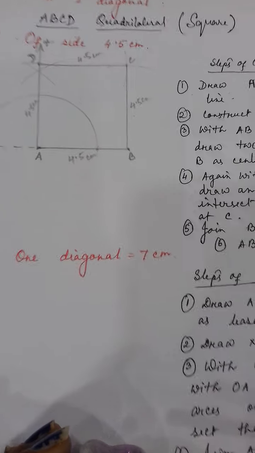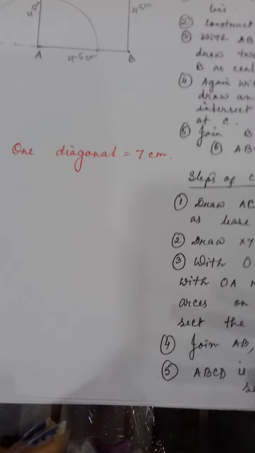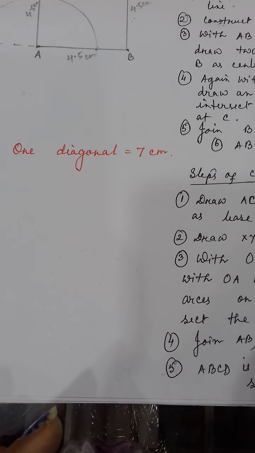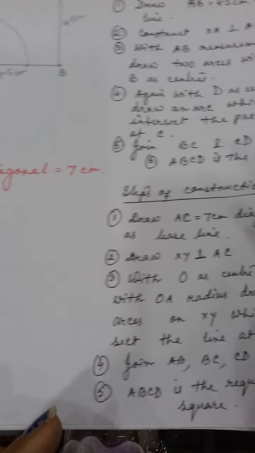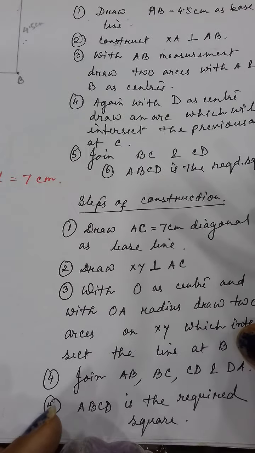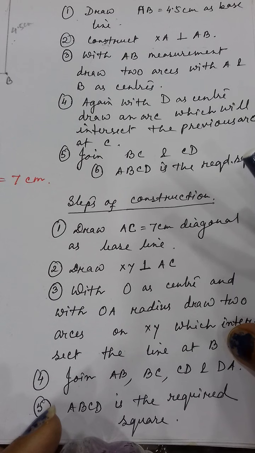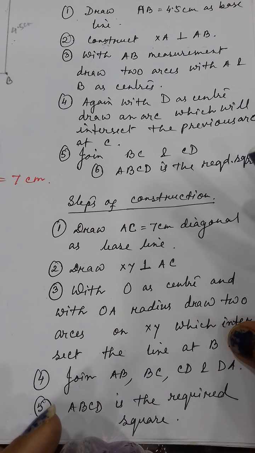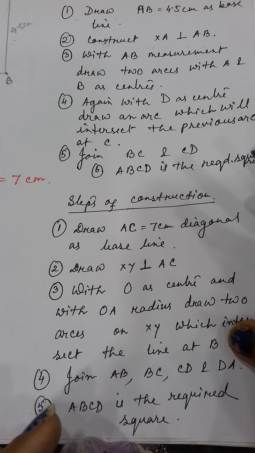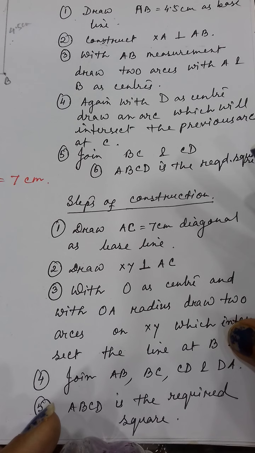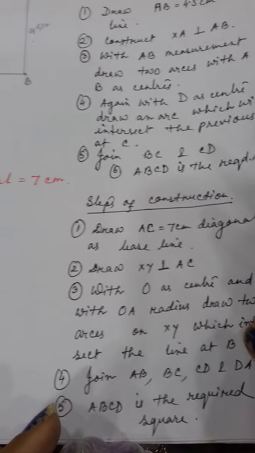Now next is how to construct a square with one diagonal, and here I have written the steps also. Clear? In this way you will write down the steps. You can change the language also, but write down the steps in a systematic way.